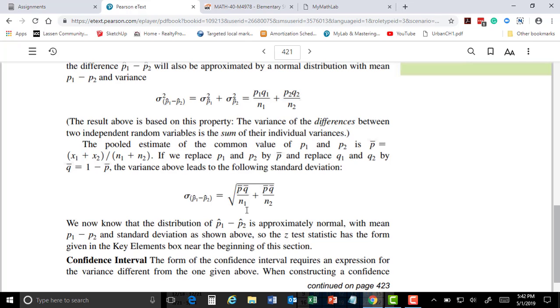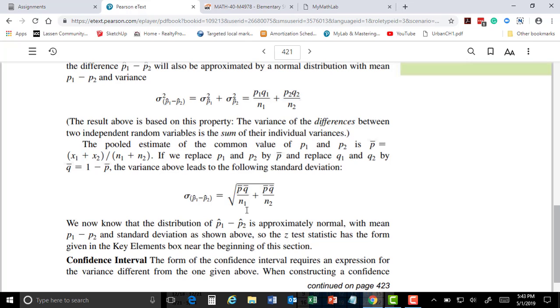So, and then you replace P1 and P2 by P bar and replace Q1 and Q2. So, if you look here, you see how this one has a square root, and this has no square root, right? So these two names are the same. But I've replaced P with P bar and Q with Q bar, right? And this is still the sample size. Okay, it's a little bit weird, but what can I say?